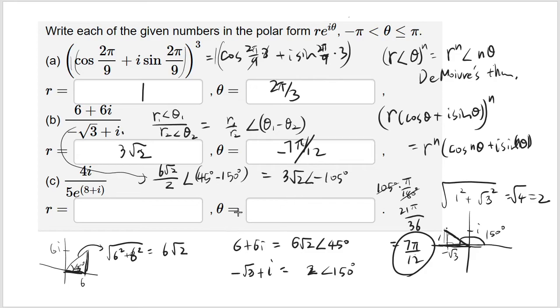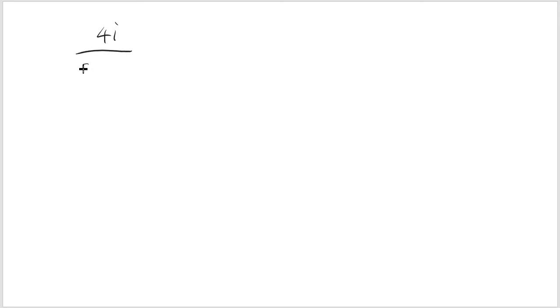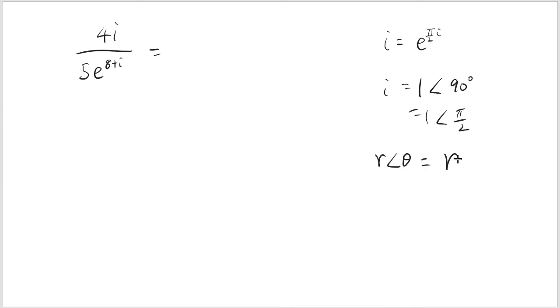Now let's see. 4i would be, well, it's too messy, so let's write this somewhere. 4i over 5 e to the 8 plus i. And this is really, you can rewrite i as e to the pi i. No, that's not true. Pi over 2 i, right? Because i itself is 1 angle 90 degrees, which is 1 angle pi over 2. And using the identity that r angle theta is r times e to the i theta, you can rewrite this as 1 times e to the pi over 2 i.